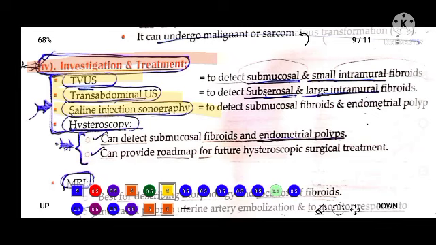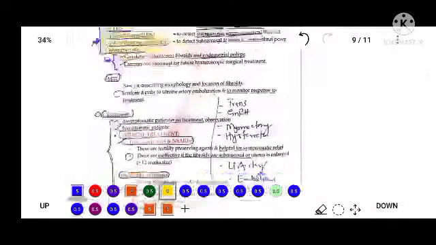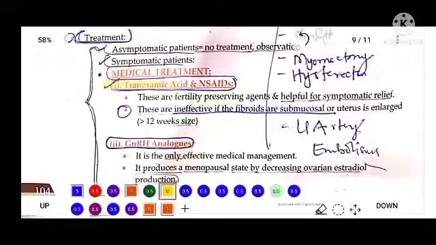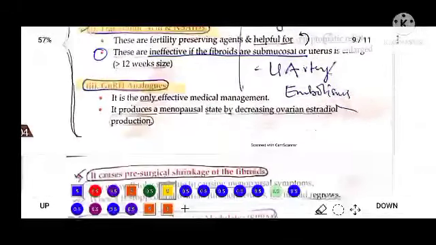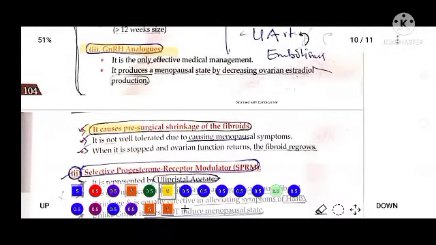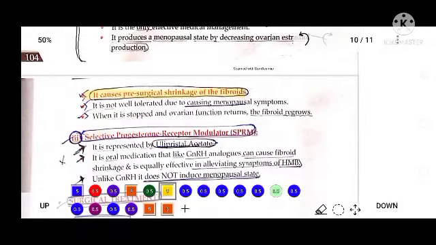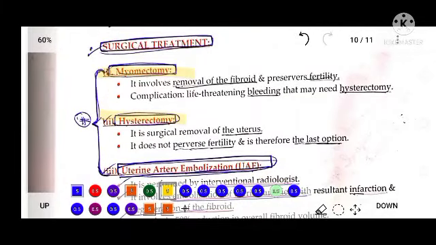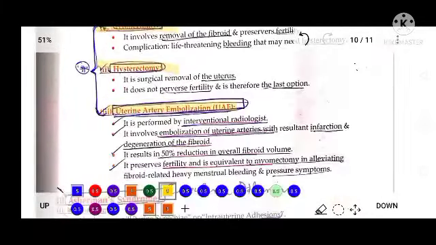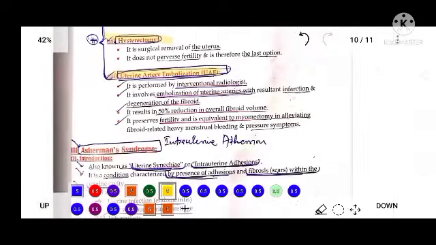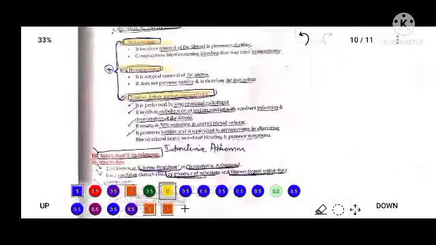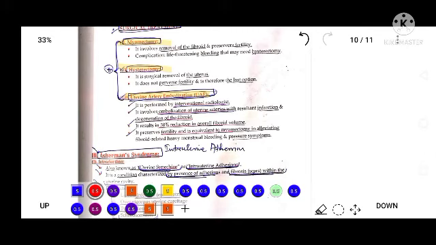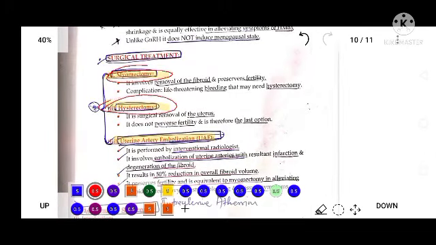The treatment of choice will be tranexamic acid for bleeding, NSAIDs for pain, GnRH analog for prevention of bleeding and pre-surgical shrinkage of fibroids, and selective progesterone receptor modulator. Surgical treatment will be myomectomy, hysterectomy, and uterine artery embolization for shrinkage of the fibroids. So in this way we can treat fibroids with myomectomy, hysterectomy, and uterine artery embolization.